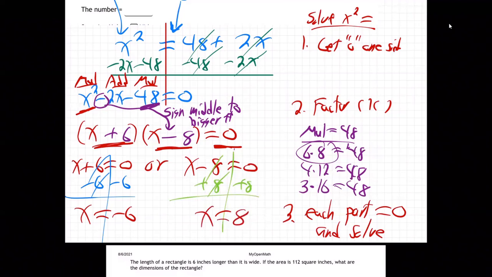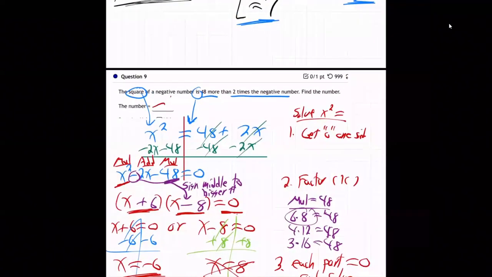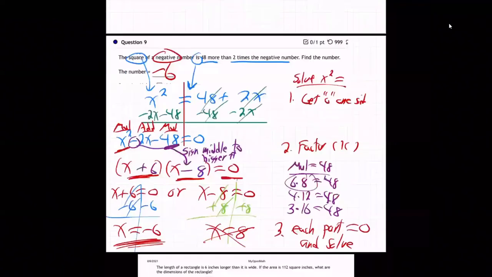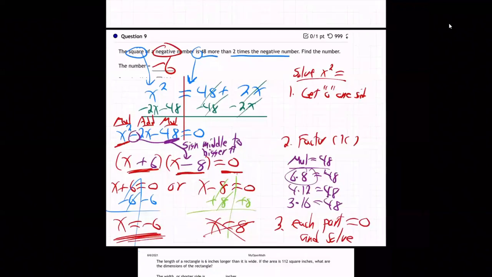Okay. Now, which one's right? Not the 8, because they said it was a negative number. There we go, right? So the answer is negative 6. The number is negative 6 because they said it was negative. So that's how we know in the very end, the answer is the negative 6, not the 8. Why? Because they said so. They said it's a negative number. So the answer is negative 6.